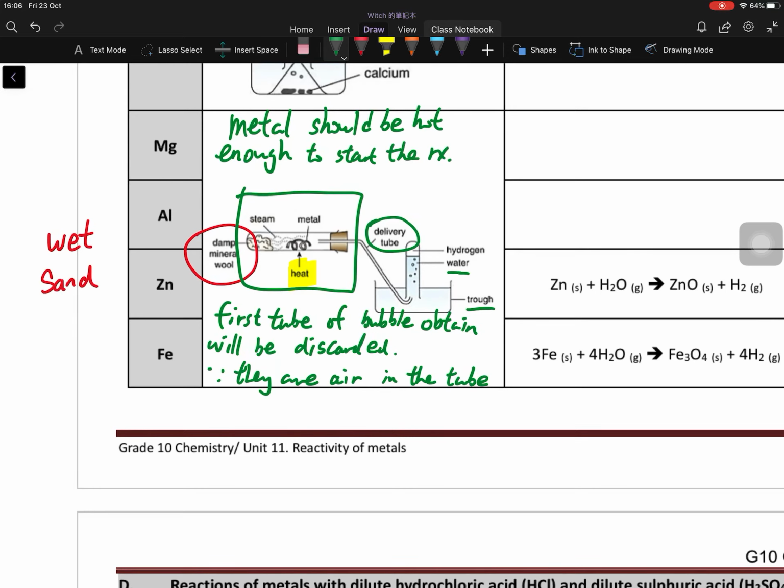Well, at the end of the reaction, we should remove the delivery tube first, because otherwise when you switch off the fire, the tube will cool down and create a low pressure system. Then the cold water will be sucked back into the hot tube and lead to cracking. Okay, so there will be a video showing you how the reaction goes on.